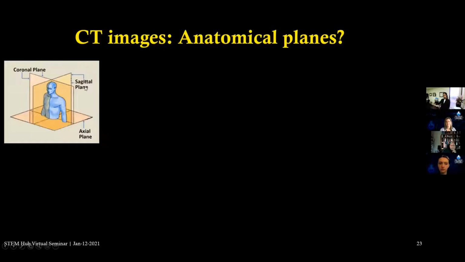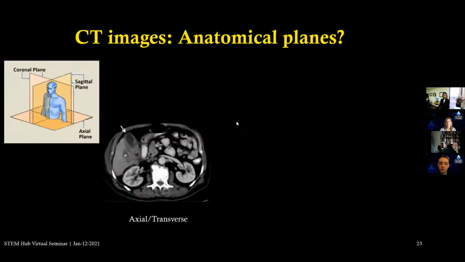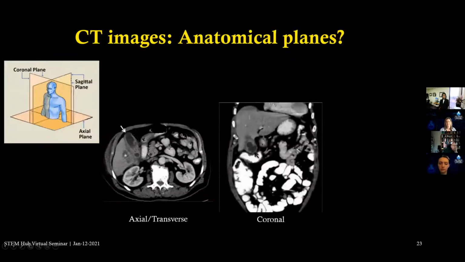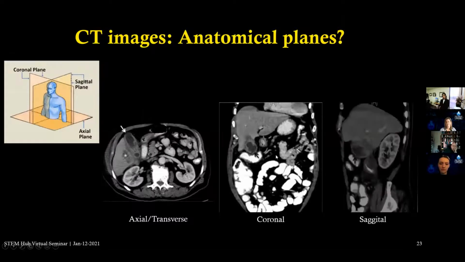And sagittal is where you're dividing the plane into left and right. So it's the sideways view you're seeing. So with the CT, you can have these three different visualizations, which wasn't possible with X-ray radiography. So this is the axial, you're seeing from the top, and this is the coronal, this is the front, and this is the sagittal from the side.